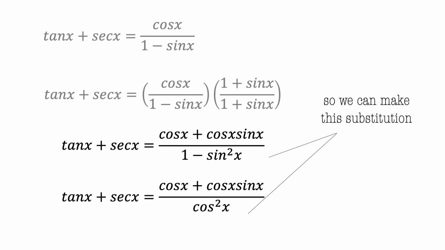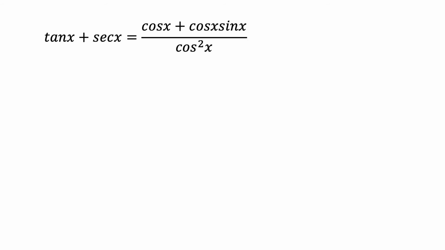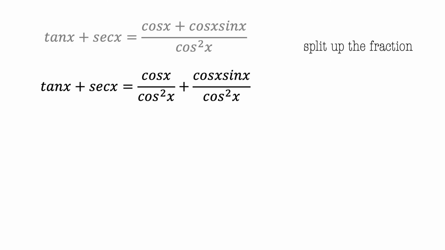Let's bring our work up to the top of this slide since we've run out of room on our screen. Just continue working down your paper. Now we should try splitting up the fraction. That would enable us to cancel out some of the cosines.